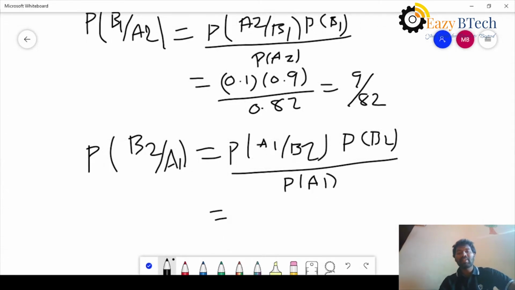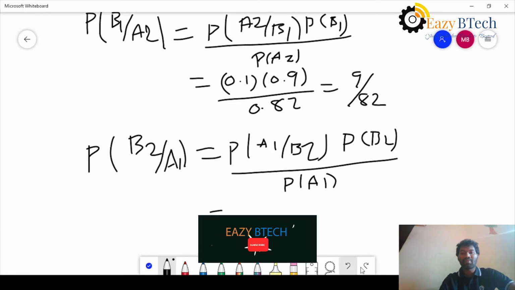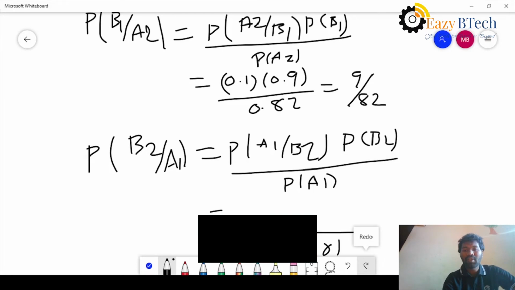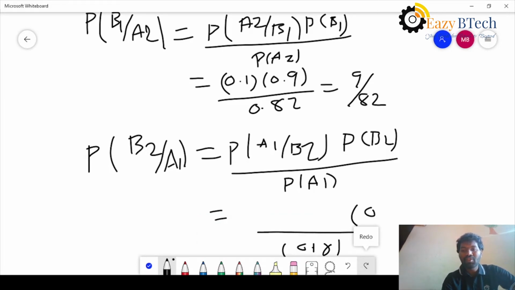So we are just changing the formulas to known forms. We already know P of A1 equals 0.18, and P of B2 equals 0.9. And what is this A1 given B2? A1 given B2 is equal to 0.1. So that means it becomes 9 by 18. So the value of this one is equal to 1 by 2.